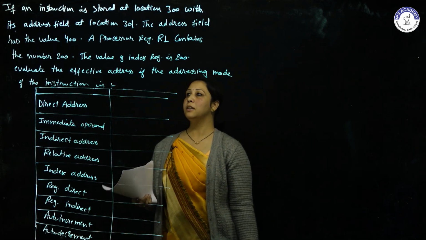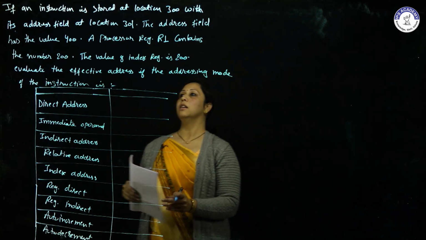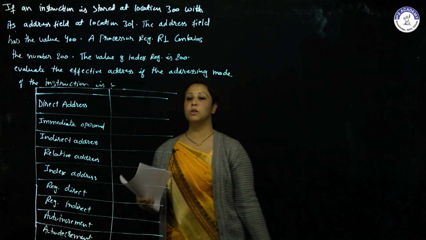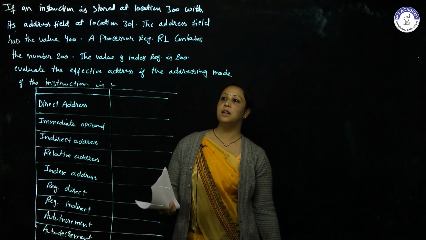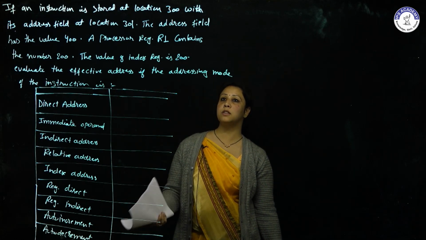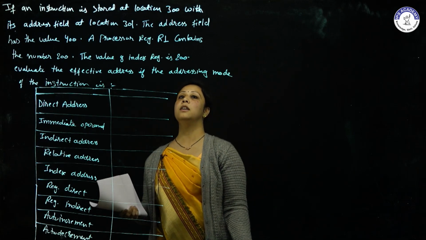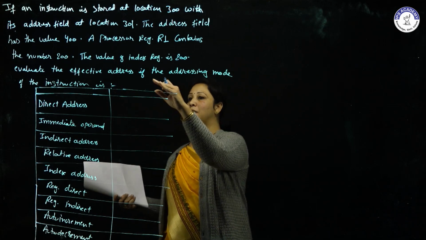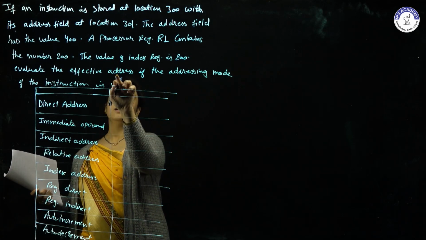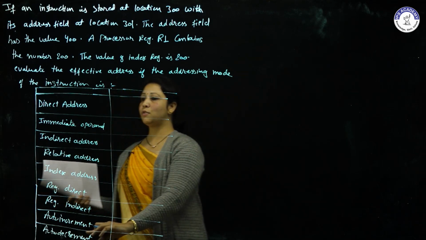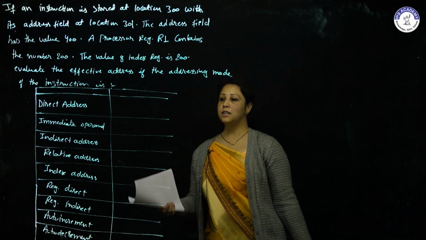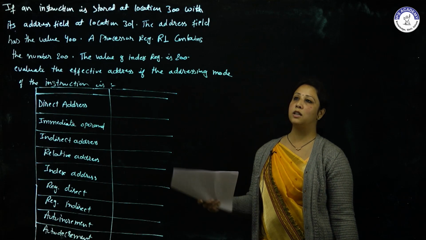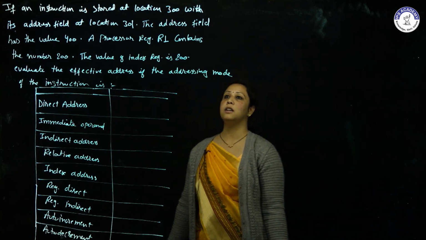Here we have a numerical. If an instruction is stored at location 300 with its address field at location 301, the address field has the value 400, and processor register R1 contains 200, index register contains 200. Then we have to evaluate the effective address when the addressing mode of the instruction is the following: direct address, immediate, indirect, relative, index, register direct, register indirect, auto increment and auto decrement.